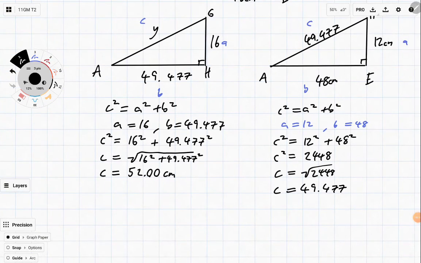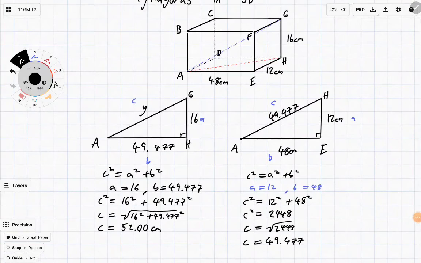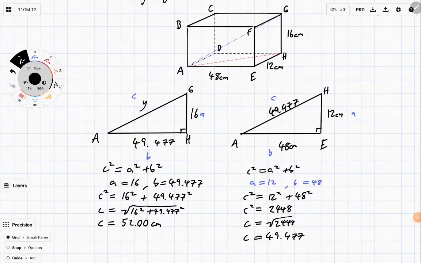So in order to find the length of a pole that fits diagonally in a box, the longest pole, you need to work out its shadow, that AH length, and then you can work it out. Alrighty. 2 lots of Pythagoras' theorem and 1 question. I'll see you in the next one.